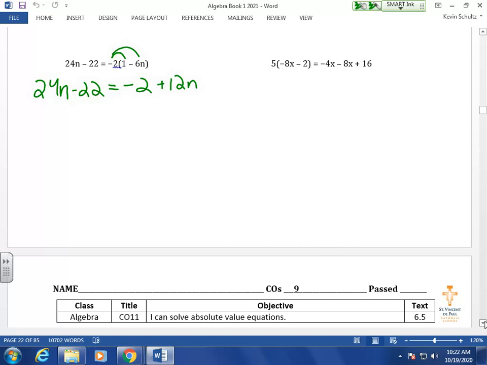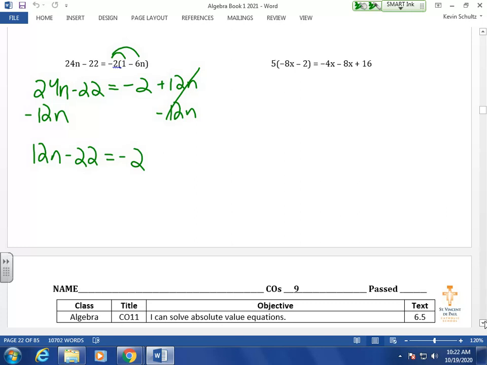Now that I've got variables on both sides, I want to get all my variables on the same side. I can move my 24n's to the right. I can move my 12n's to the left to keep things positive. Most of you probably subtracted 12n's from both sides to cancel those 12n's out on the right and bring them over to the left. So I got 12n minus 22 equals negative 2.